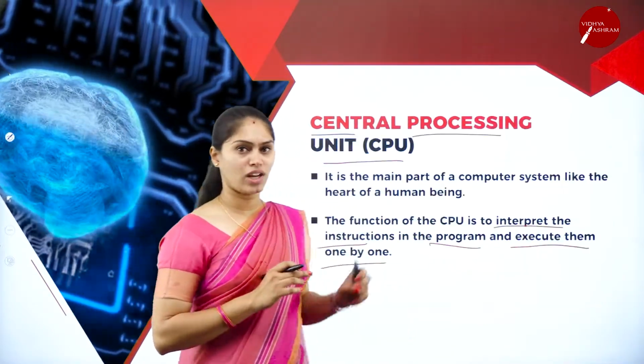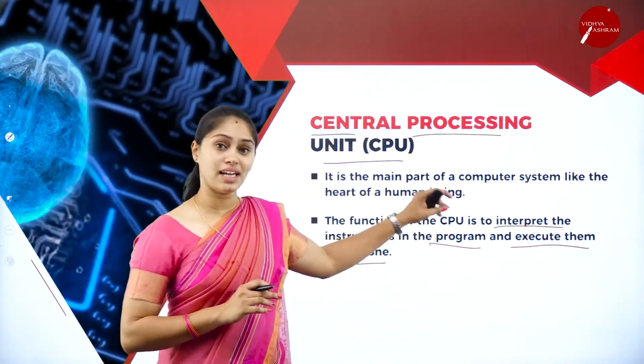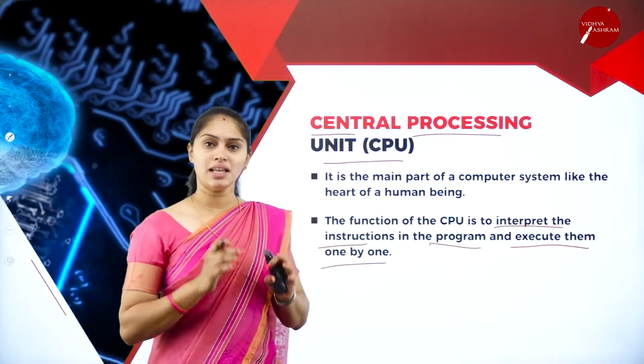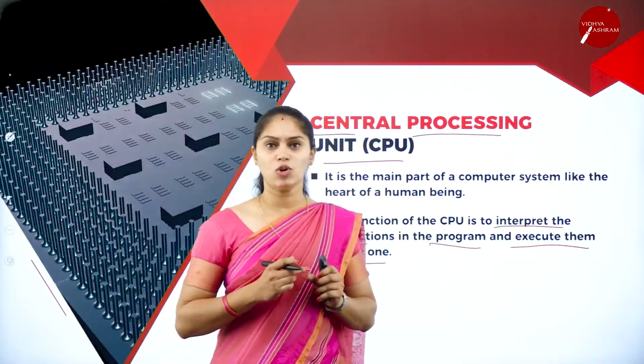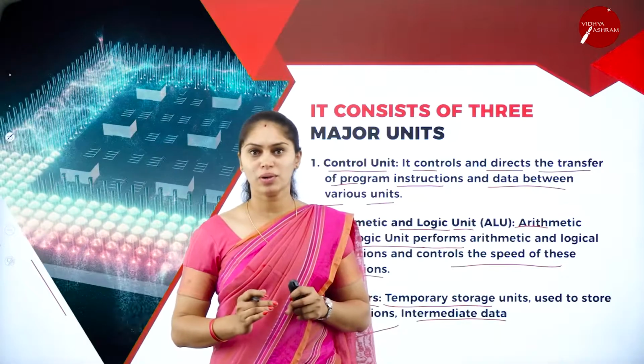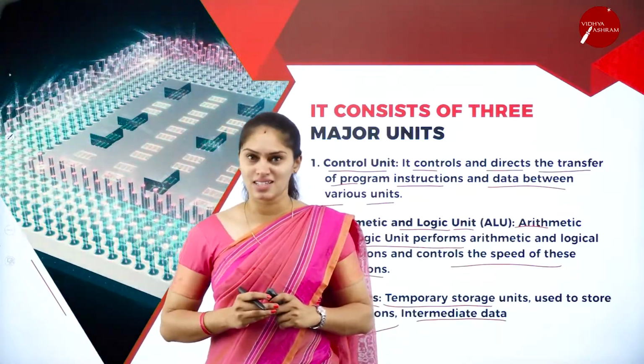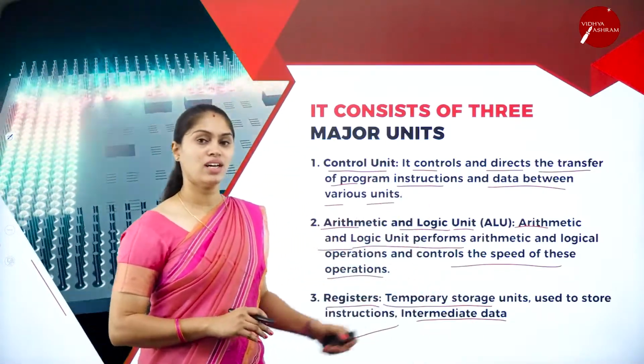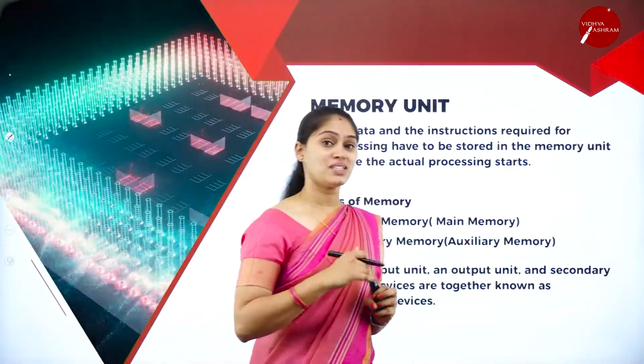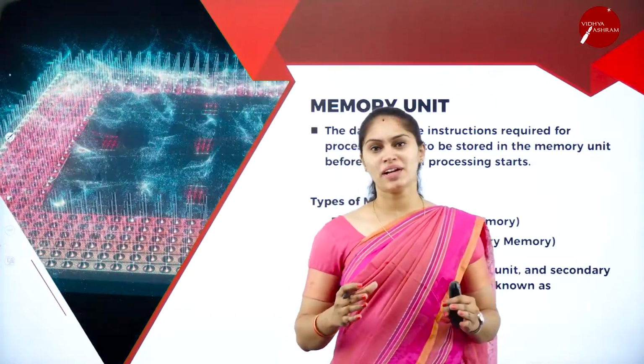So the CPU is going to interpret the instructions in the program and execute them one by one. And it has 3 components: the control unit, the arithmetic logic unit, and then it has registers. So this is regarding the CPU. So then which is the next component? That is the memory unit. So why is the memory unit required?